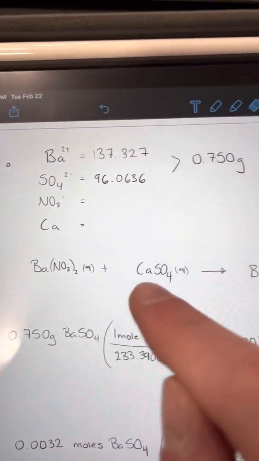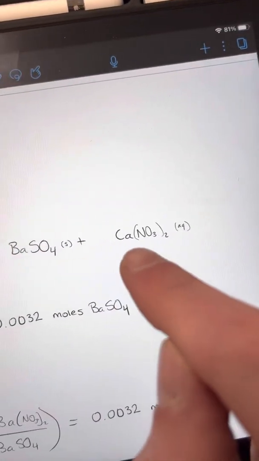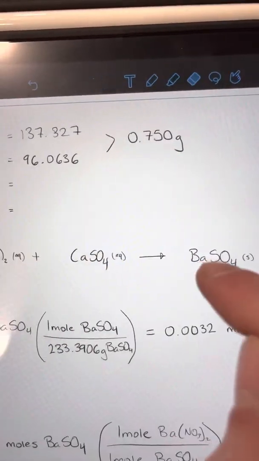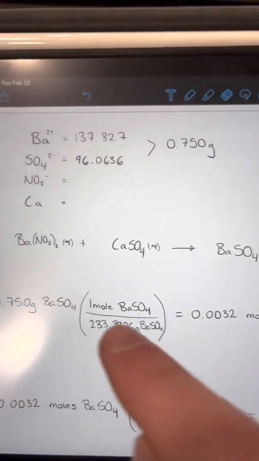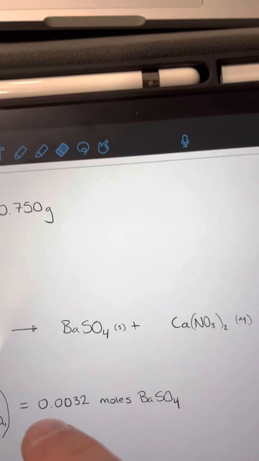Now, this is all balanced. We have 2 NO3s over here, 2 NO3s over here, 1 SO4, 1 SO4, 1 calcium, 1 calcium, 1 barium, 1 barium. So this is our balanced equation, all of this right there. Okay, so now we have our balanced equation.